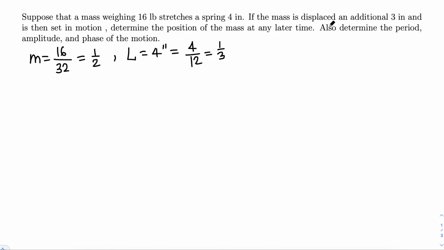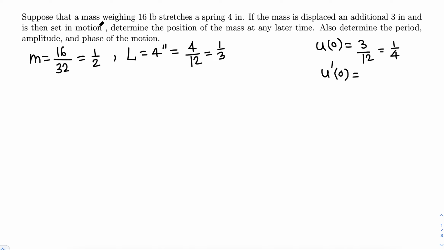If the mass is displaced an additional, so displacement is what we are looking for, u. That's u, or the position or displacement, our variable. The mass is displaced an additional 3 inches and is then set in motion. So those are the initial conditions. So initial displacement u0 is 3 inches. So inch means we need to divide by 12, so 1/4. And initial velocity is 0.